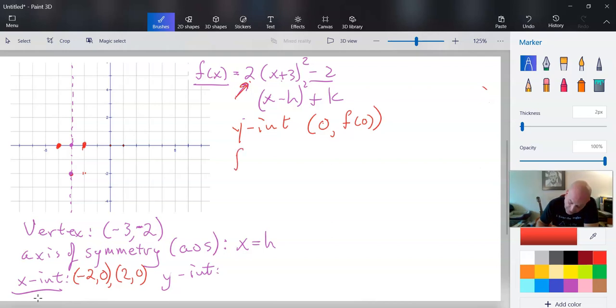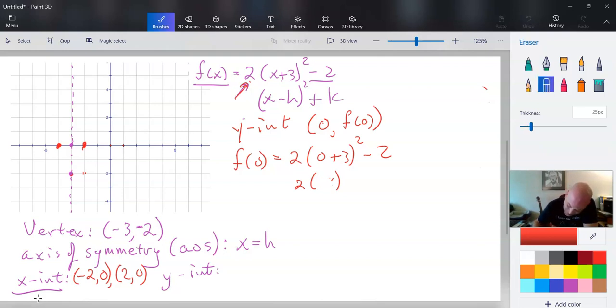So let's just look at what f of 0 is. So it's going to be 2 times 0 plus 3 squared minus 2. Well, that's just an order of operations deal. So now this is 2 times 18. Oops, I'm jumping ahead of myself. I multiplied the 9 by 2 already. So that's 2 times 9 minus 2. So I have 18 minus 2, which is 16.